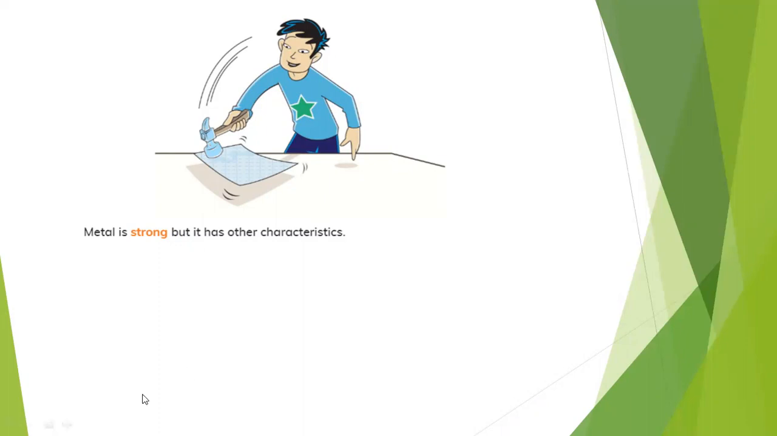You can see what the boy is doing. He is, with the help of a hammer, working the metal. He's banging at the metal, and metal is strong, it is not breaking easily. Okay, but what are the other characteristics of metal? That it is rigid, it is shiny, and it cannot be bent easily, and it is also waterproof.